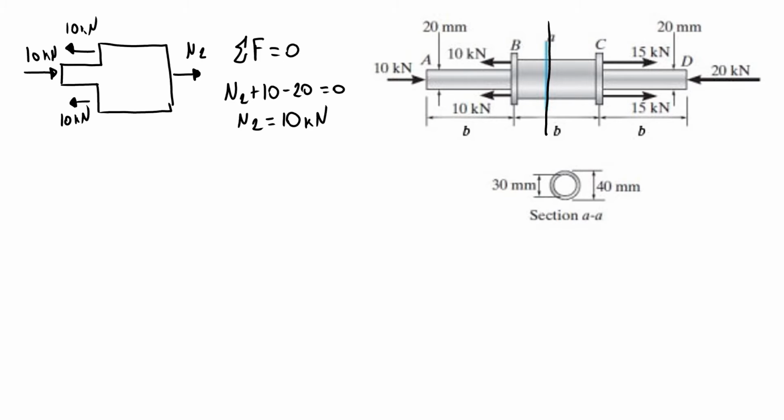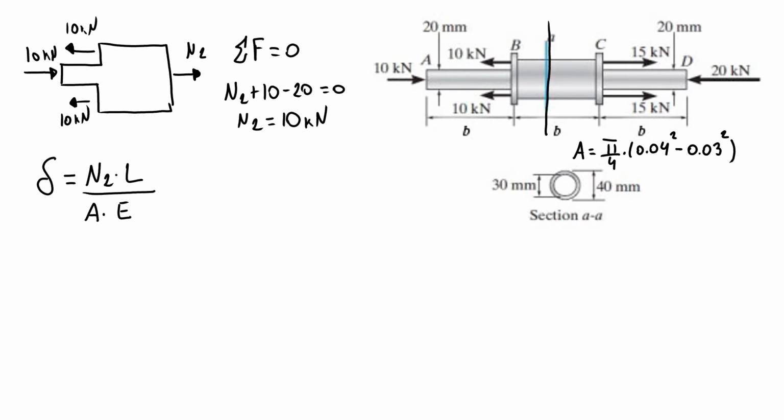Now we're going to find the displacement of this part. So our displacement is equal to N2 times L over area times modulus of elasticity. Recall that this part is here, section AA. So my area will be pi over 4 times 0.04 squared, that's our outside diameter, minus 0.03 squared, that's our inside diameter.